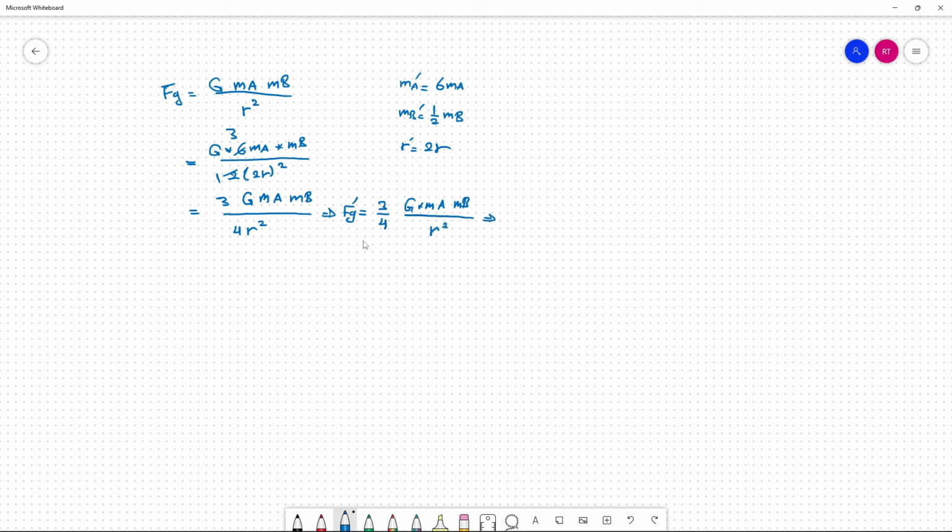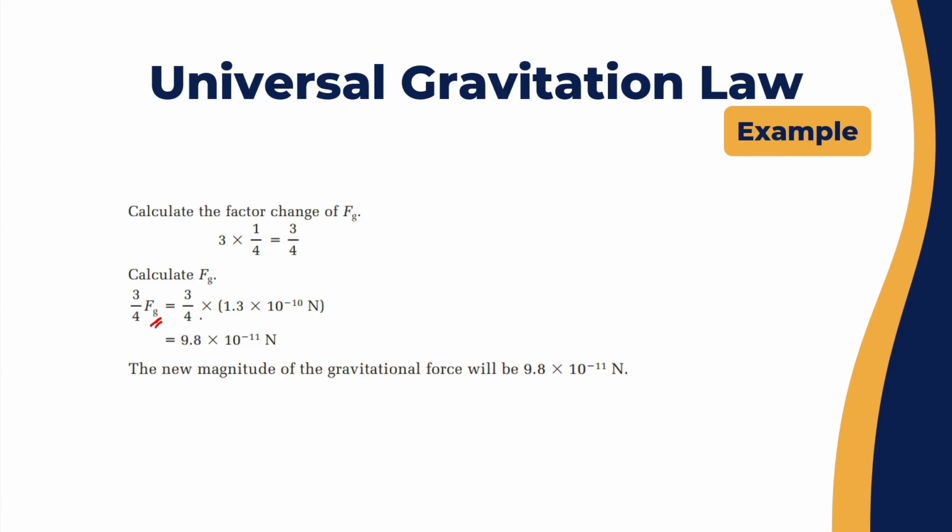That means Fg prime, the new gravitational force with the new changes in mass and distance, would give you 3/4 the original Fg. So you plug in the value of Fg here and you'll be able to find the new gravitational force with the new variables. 3/4 Fg would be 3/4 times 1.3 × 10^-10 newtons. That would give you a final answer of the new Fg of 9.8 × 10^-11. So the new magnitude of the gravitational force is 9.8 × 10^-11 newtons, and that's your final answer.